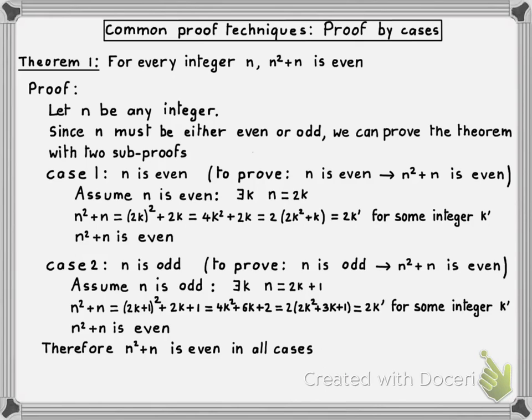Now remember, n is just an arbitrary integer at this point, so we always conclude our proof of this universally quantified theorem by applying the universal generalization rule to infer that indeed for every integer n, n squared plus n is even. And that concludes our proof by cases of this theorem.